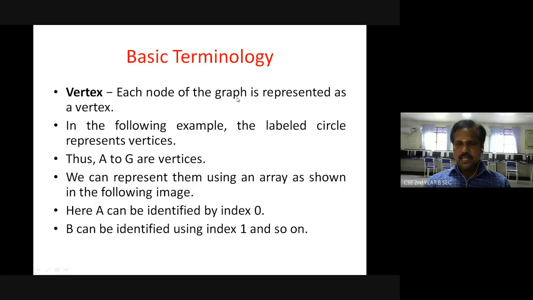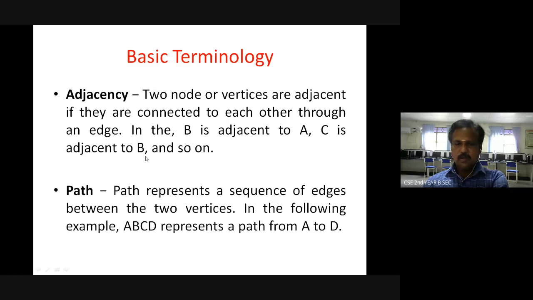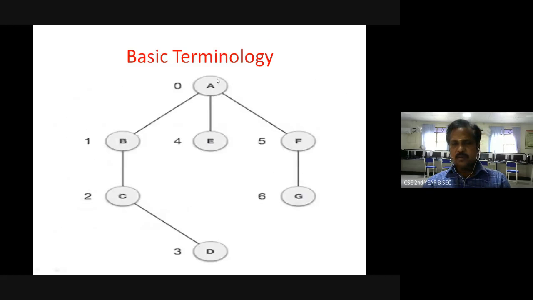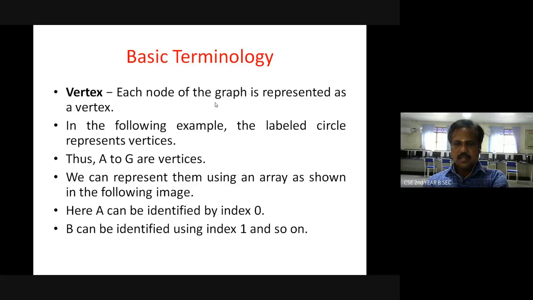Vertex: each node of the graph is represented as a vertex. In the following example, the labeled circles represent vertices. I already told you, A to G are vertices. We can represent them using an array as in the following image. So we can represent the graph using an array or an adjacency list.